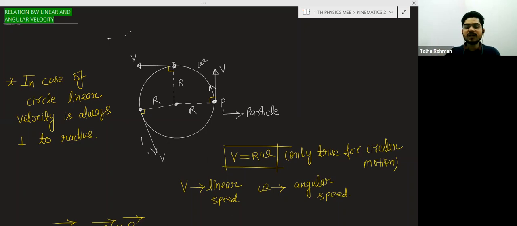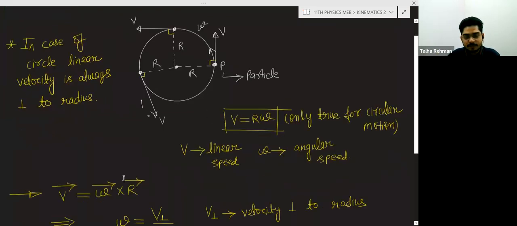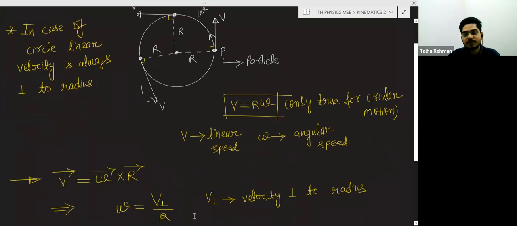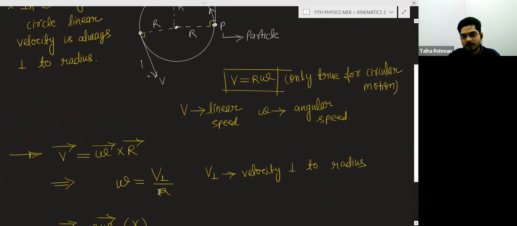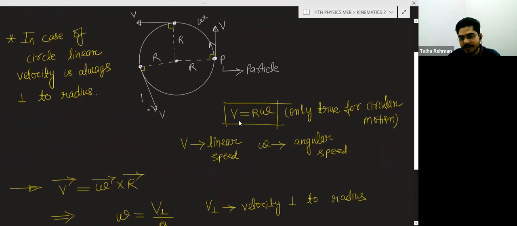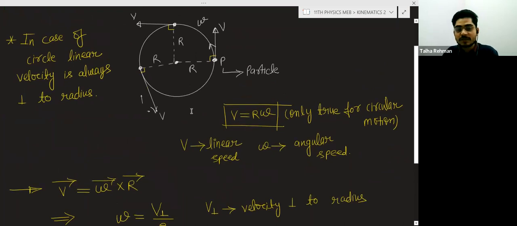And in circular motion, the linear velocity is always perpendicular to the radius. So that is why we can write v is equal to r omega, or from here you can also write omega is equal to v perpendicular by r. When you calculate omega, v is basically the v perpendicular, divided by the radius r.